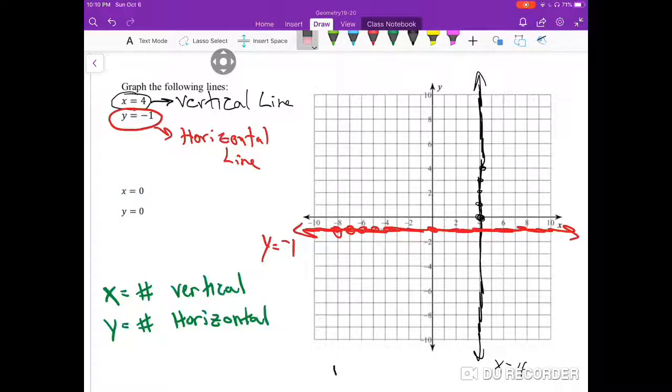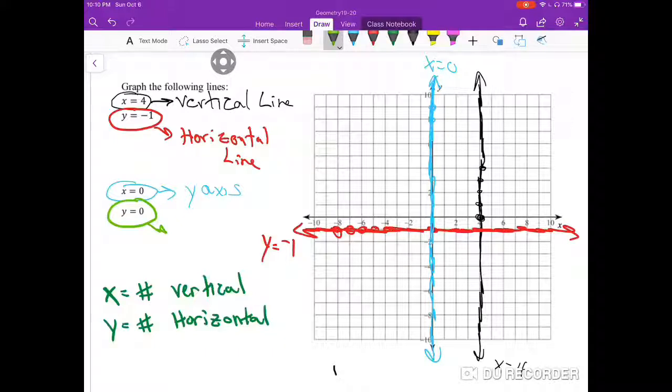So x equals 0 is a vertical line. It's not the x-axis. This is actually the y-axis. So I'm going to highlight it here in blue. But this is the line x equals 0 because that is where all of my points have x equal to 0. And the other one, again, a little tricky here, y equals 0.